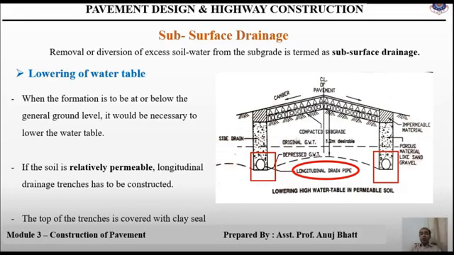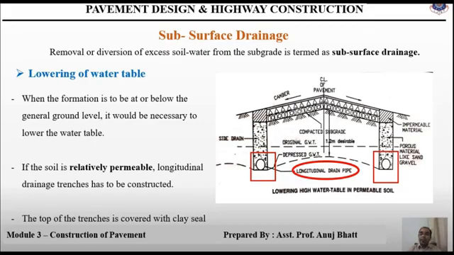Now, what is lowering the water table? How can we provide the subsurface drainage? The highest level of a water table should be fairly below the level of subgrade, so that the subgrade and the pavement layers are not subjected to excessive moisture. If you are providing subsurface drainage by lowering the water table, the highest water level should be fairly below the level of subgrade. The water table should be kept at least 1 to 1.2 meter below the subgrade.